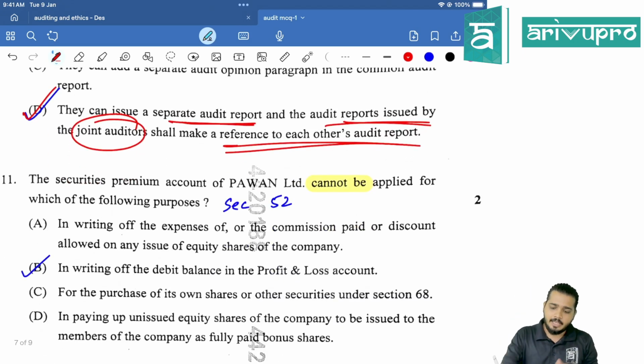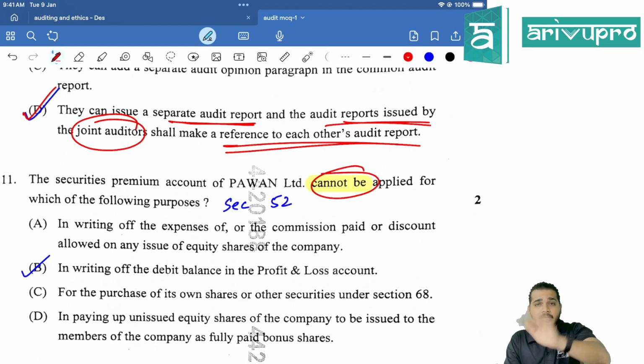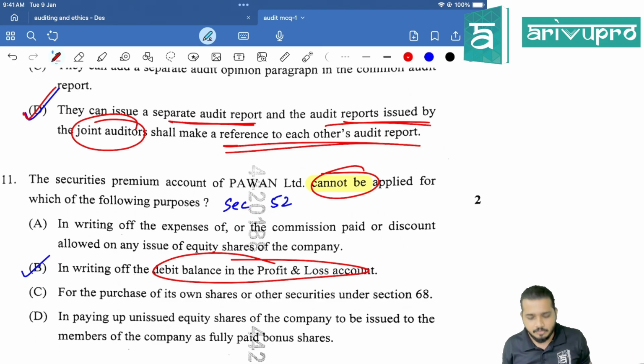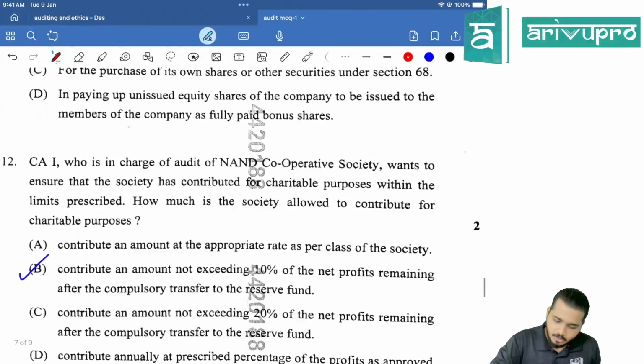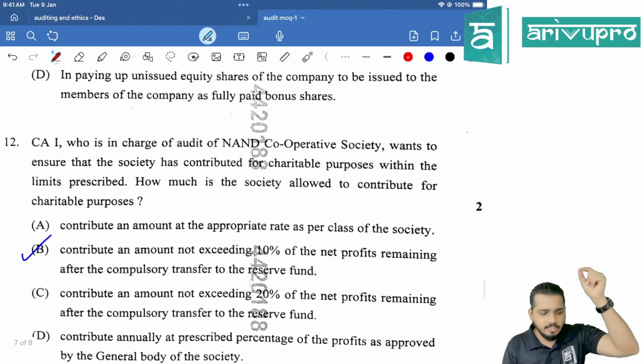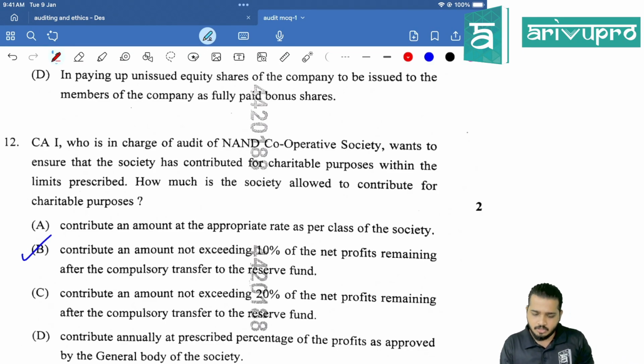Next, SPA cannot be applied for what purpose? If you remember, B square EP square: bonus, buyback, expenses, premium payable and preliminary expense. In this, debit balance of P&L will not come, sir. Clear? Answer is B. Next, CAI, who is in charge of the audit of Nand Cooperative Society, wants to ensure that the society has contributed for charitable purposes.